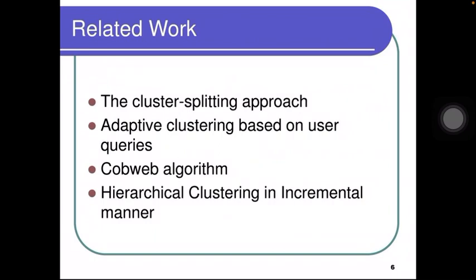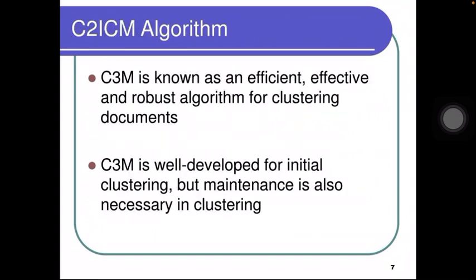Related work: the cluster splitting approach, adaptive clustering based on queries, the COBWEB algorithm, hierarchical clustering in an incremental manner, the C2ICM algorithm. C3M is known as an efficient, effective, and robust algorithm for clustering documents. C3M is well developed for initial clustering, but maintenance is also necessary in clustering.